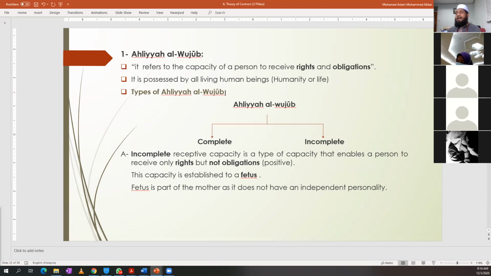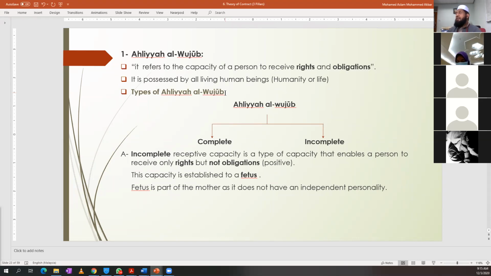Okay, so Ahliya al-Wujub refers to the capacity of a person to receive rights and obligations. He will receive rights also and obligations. It is possessed by all living human beings, of course. You have complete and incomplete. Incomplete receptive capacity is a type of capacity that enables a person to receive only rights. Remember, incomplete is actually what? He will receive only rights but not obligation.